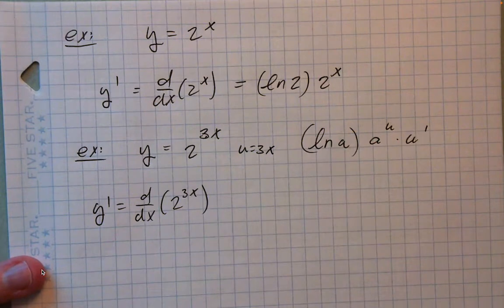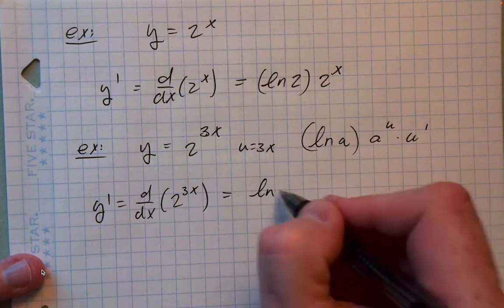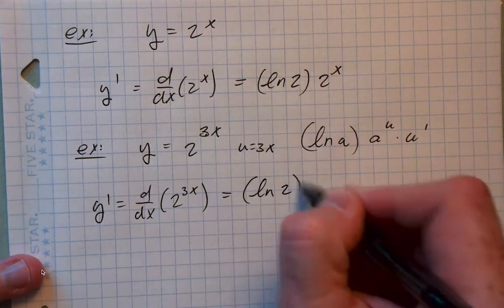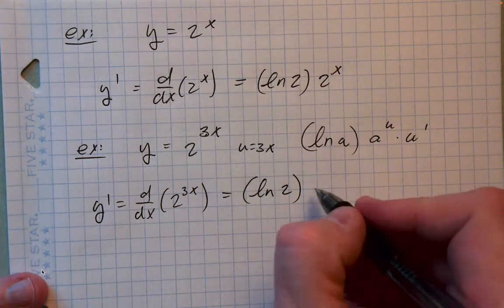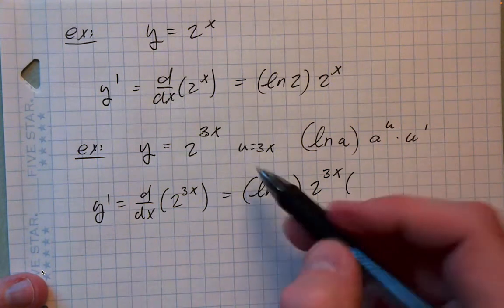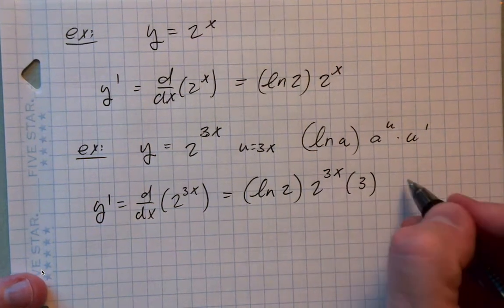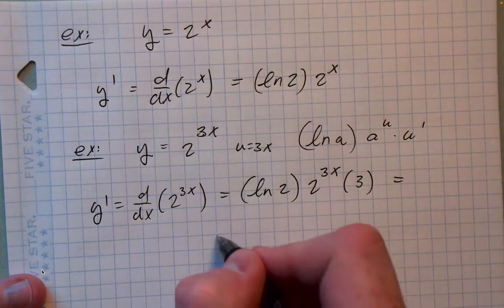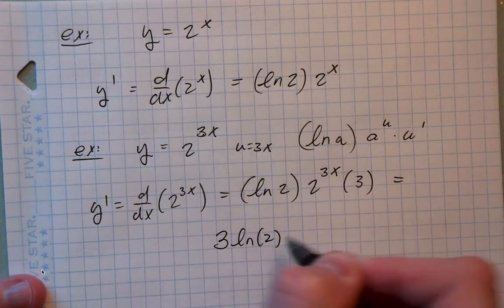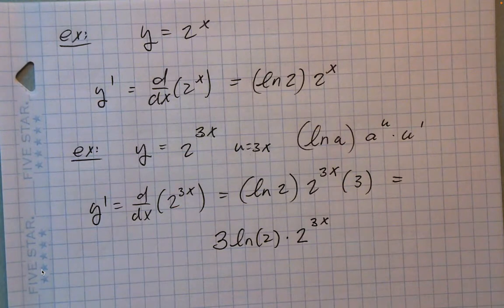And our a is 2, so we can just plug all those things into this form. So the natural log of 2 times 2 to the 3x, and then times u prime, which again, if u is 3x, then u prime is 3. So it'd be 3 times the natural log of 2 times 2 to the 3x power. Okay, no problem.